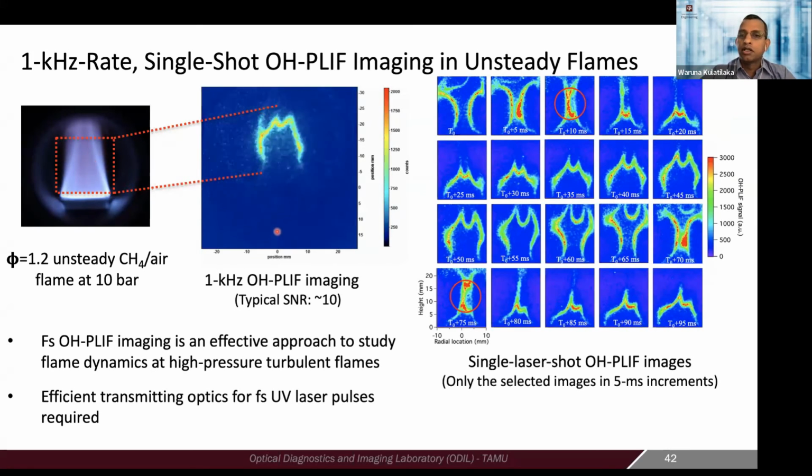This is a 1 kHz movie. These are some still frames. You can see the different types of flame combustion events happening in this burner at these pressures. So you get reasonably good signal to noise ratio at 10 bar. So this is a good way of measuring OH in high pressure environments in this case.